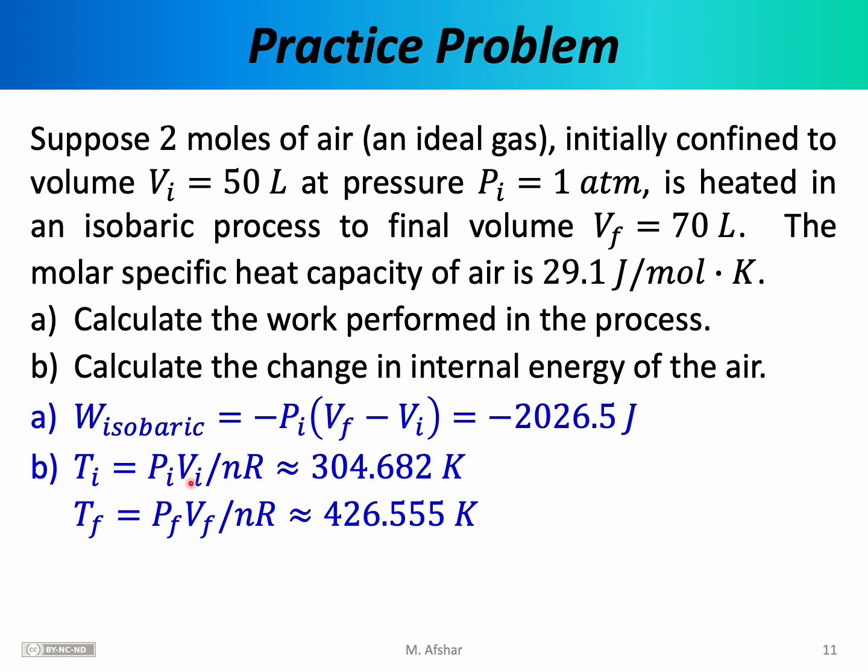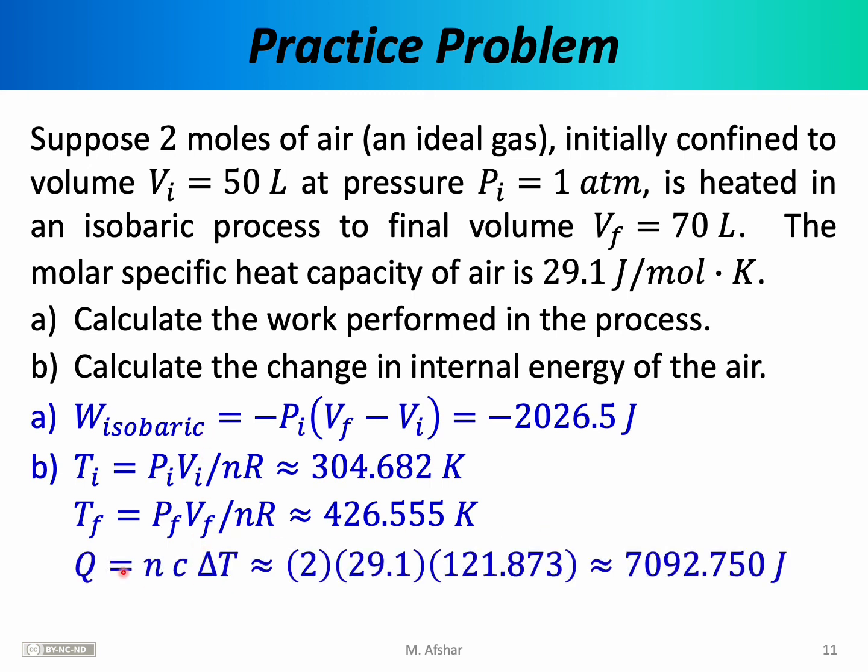Note that this is an isobaric process, so P initial and P final are equal to each other. They're both 1 atmosphere or 101,325 pascals. Now that we know the temperatures, we can calculate the change in the temperature and from that calculate Q. Q is equal to the number of moles times the molar specific heat capacity times the change in temperature. The change in temperature is found simply by T final minus T initial, which gives us a change in temperature of approximately 121 degrees. Plugging those numbers, we find that heat was added to the system. Approximately 7,000 joules of heat was added to the system.